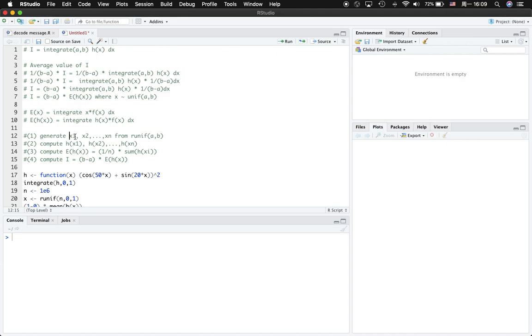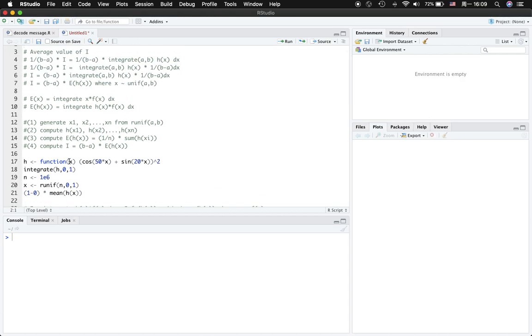So first of all, let's generate a random sample from the random uniform distribution here. And then we plug each value of the random sample into the function h, and then we calculate h of x. And then we calculate the expectation value, which is 1 over n multiplied by the sum of all the values that we calculate here. And then we use the formula we derived here to estimate the integral of the function here. Okay. So now let's take a look at the example.